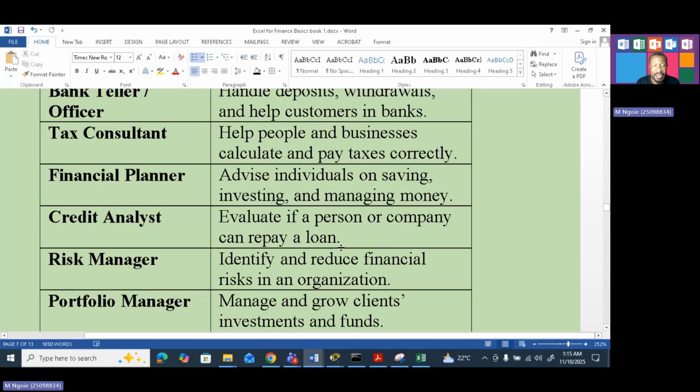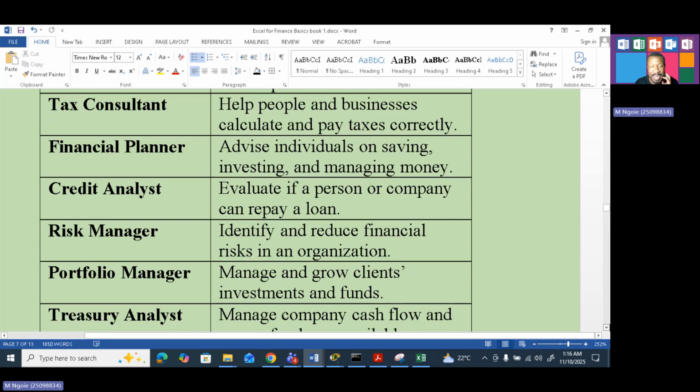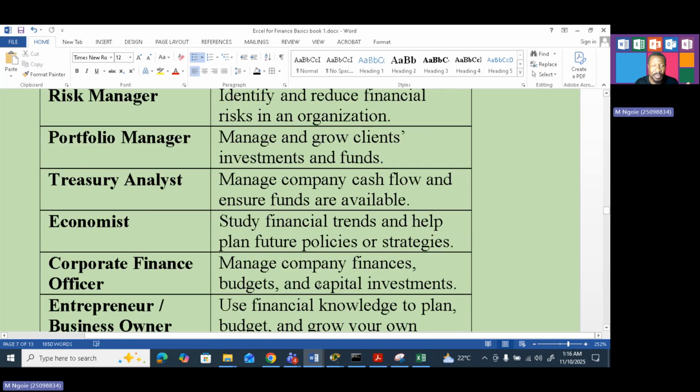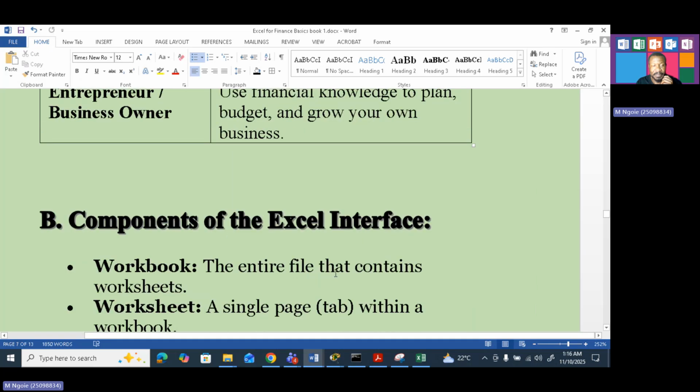And you can also work as a financial planner, advising individuals on saving, investing, and managing money. You can also work as a credit analyst, evaluating if a person or company can repay a loan. You can also work as a risk manager, identifying and reducing financial risk in an organization, or portfolio manager, managing and growing a client's investment and fund. There are so many things that I cannot go through all of them. Like treasury analysts, managing company cash flow and ensuring funds are available. Like economists, studying financial trends and helping plan future policies or strategies. You can also work as a corporate finance officer, managing company finances, budget, and capital investment. Yeah.